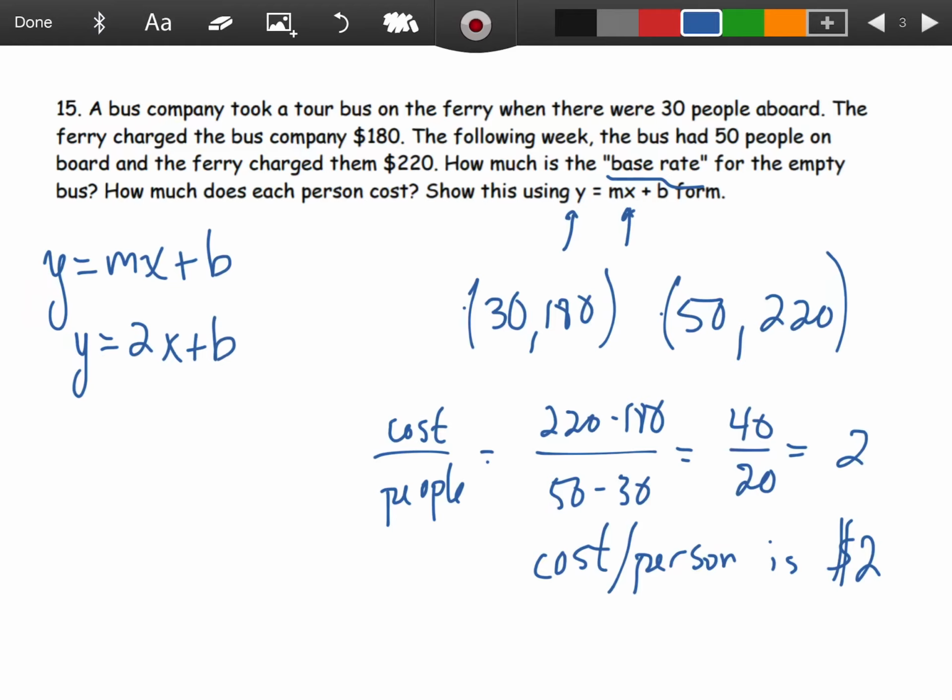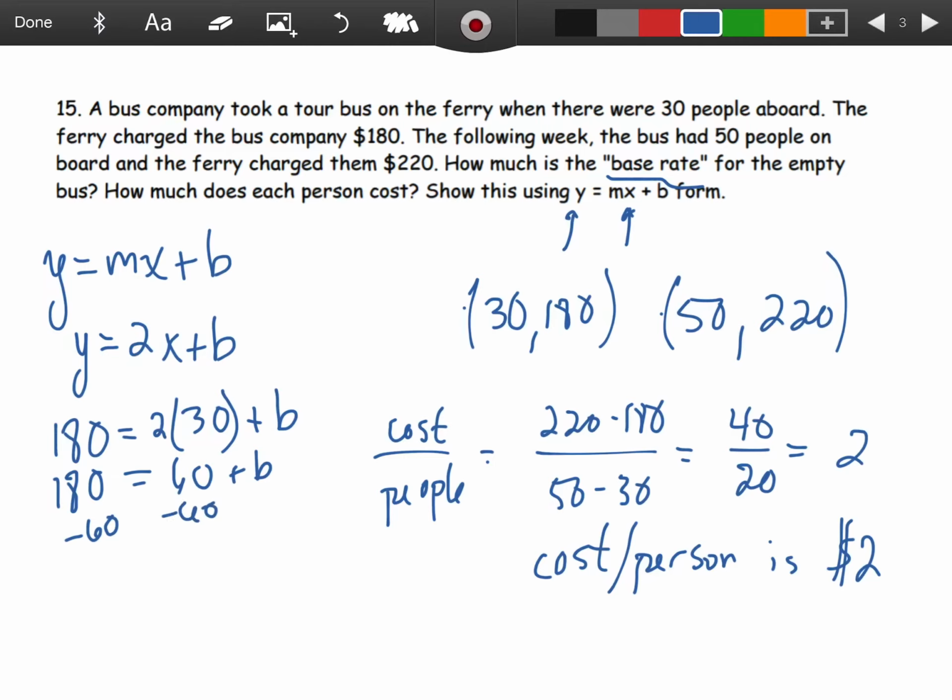So let's plug in one of these points. I'll just use the point 30, 180. So it costs $180 for 30 people. So obviously for those 30 people, it costs $60. And then we can just subtract that from 180 to get what the flat rate is. So subtract 60, right? We get b equals 120. So 120 is going to be my flat rate. My flat rate is $120.